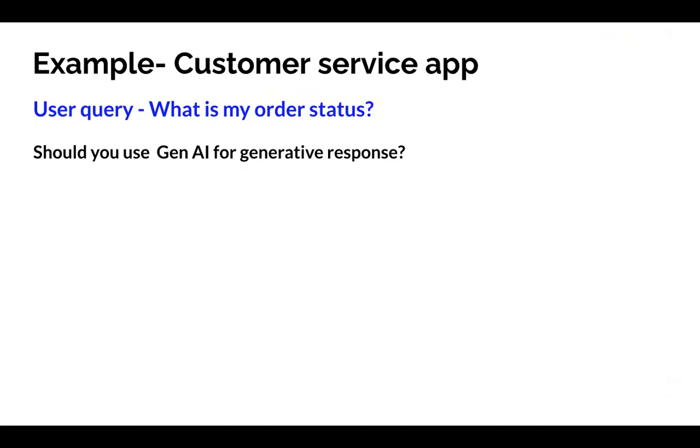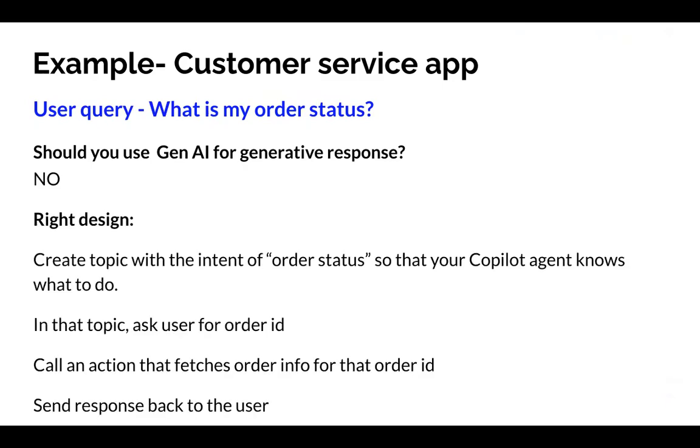Here's the first one. Let's say you are building a customer service app or chatbot or agent, and all the user wants to do is ask, "What is my order status?" Should you use GenAI? Do you want some kind of generative answer for giving the status of the order? The answer is kind of no, unless you want to get more creative. In general, you'll be better off just creating a topic in Copilot Studio with the intent of order status, so that your Copilot agent knows what to do.